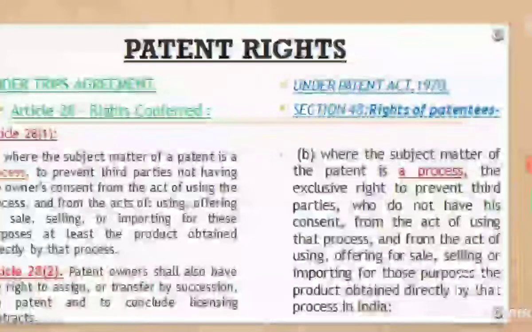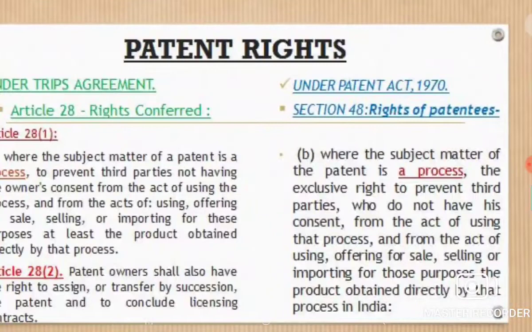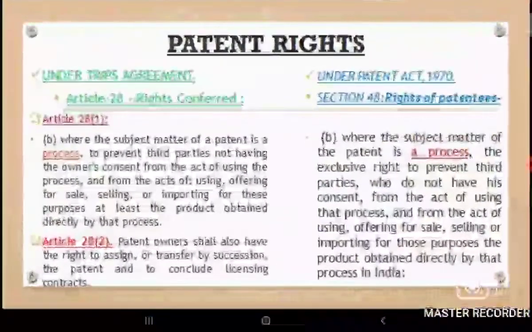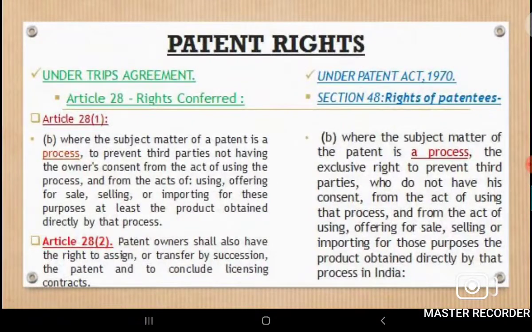Under the Patent Act 1970, Section 48, Clause B: where the subject matter of the patent is a process, the exclusive right to prevent third parties who do not have his consent from the act of using that process, and from the act of using, offering for sale, selling, or importing for those purposes the product obtained directly by that process in India.